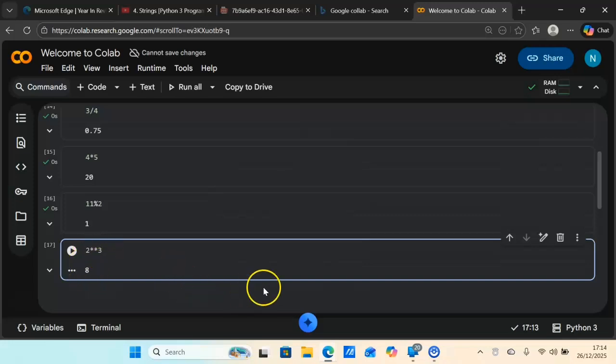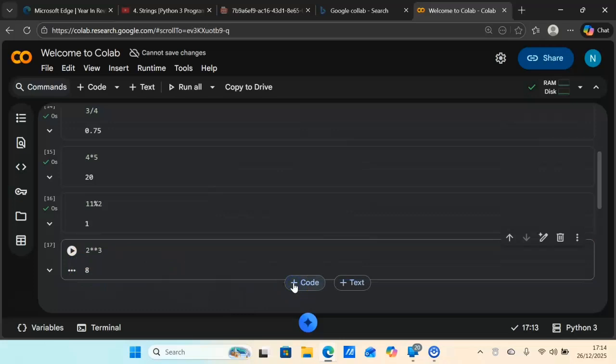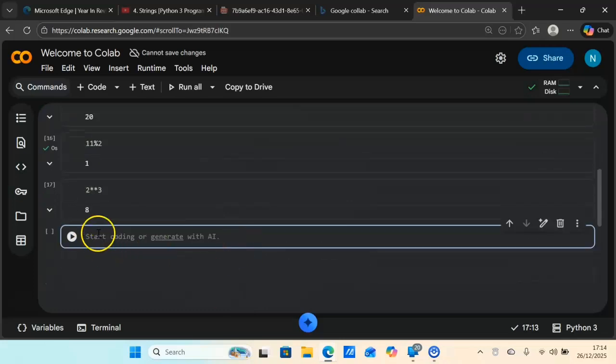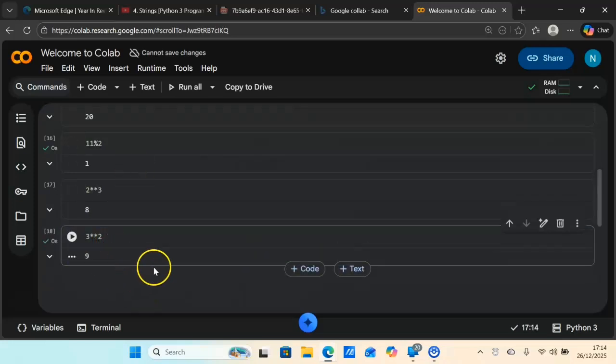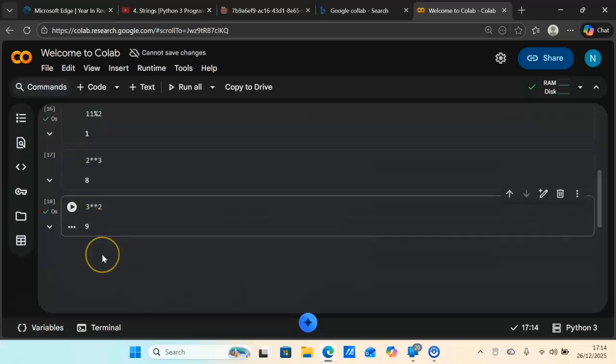So okay, let me do that next. 3 raised to the power of 2. Sorry, 3 double star 2. When you do this, you have 9. To solve many other questions, I'm just giving you an intro to how numbers work in Python.